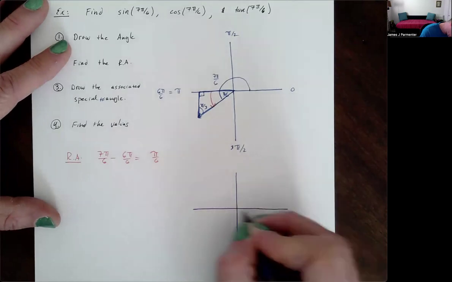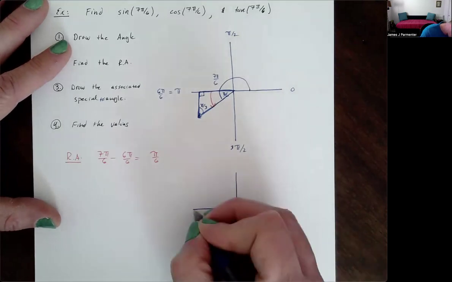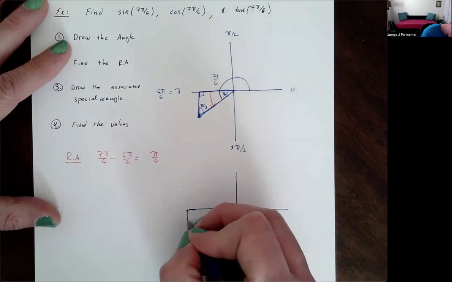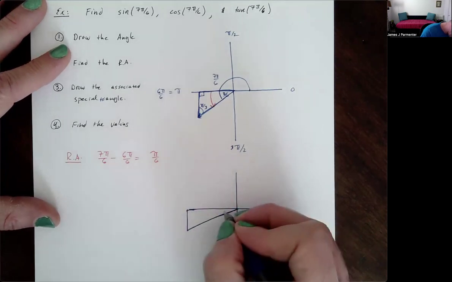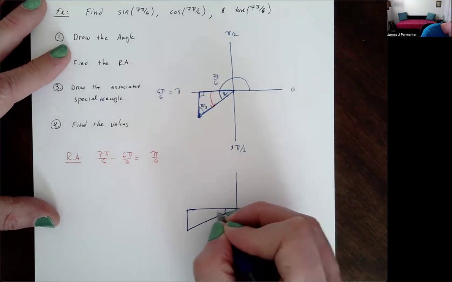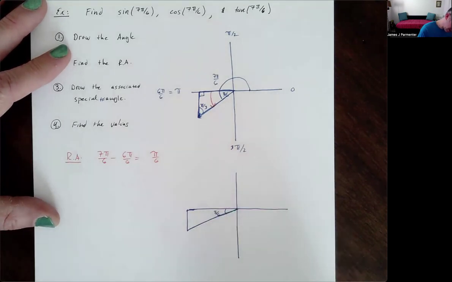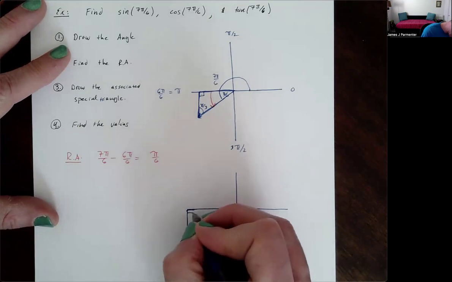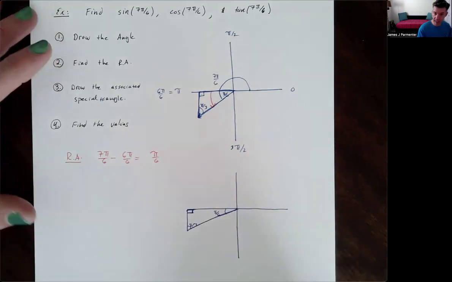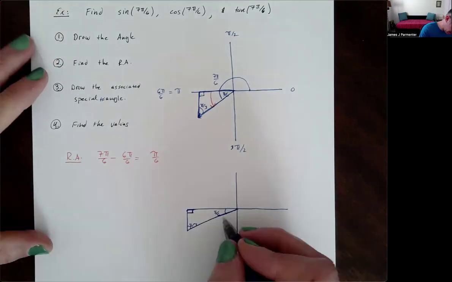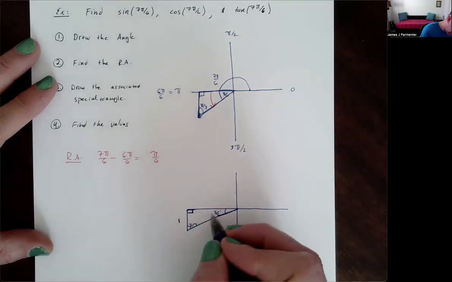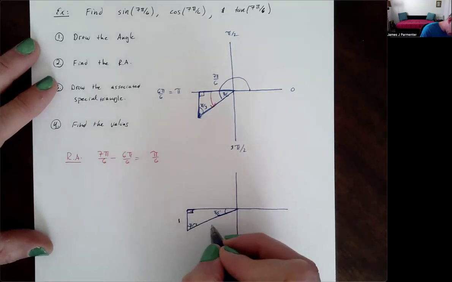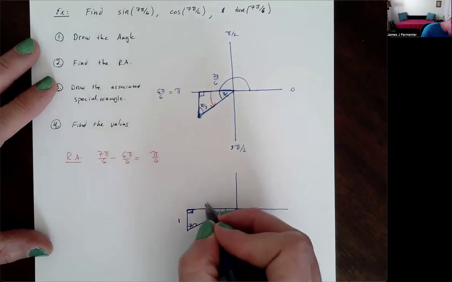So, right, here's my special triangle. This angle is pi over 6 radians. This angle is pi over 3 radians. And this is a right angle here. And then we can label the lengths of the sides. We know that the smallest angle is opposite the smallest side, the biggest angle is opposite the biggest side, and the medium angle is opposite the medium side.